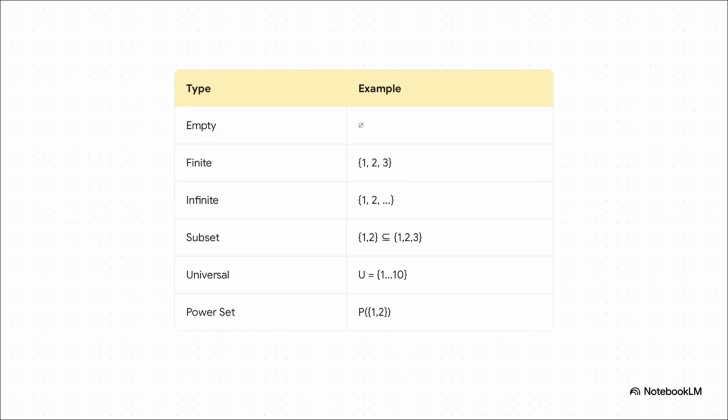We also categorize sets based on their properties. You've got your empty or null set with absolutely 0 elements, your finite and infinite sets, and the universal set, which basically holds everything we're currently talking about. But the most crucial one here is at the bottom, the power set. Think of the power set as the master list of all possible subsets of a given set, and that includes the empty set and the set itself. If your original set has n elements, your power set will always have 2 to the power of n elements. Definitely keep that formula locked in your memory, because it is a classic exam question for sure.